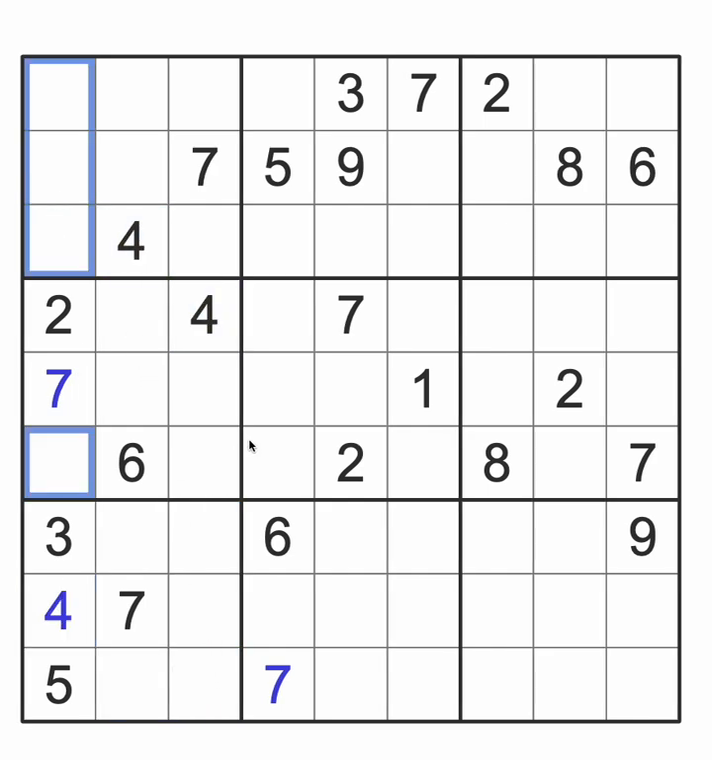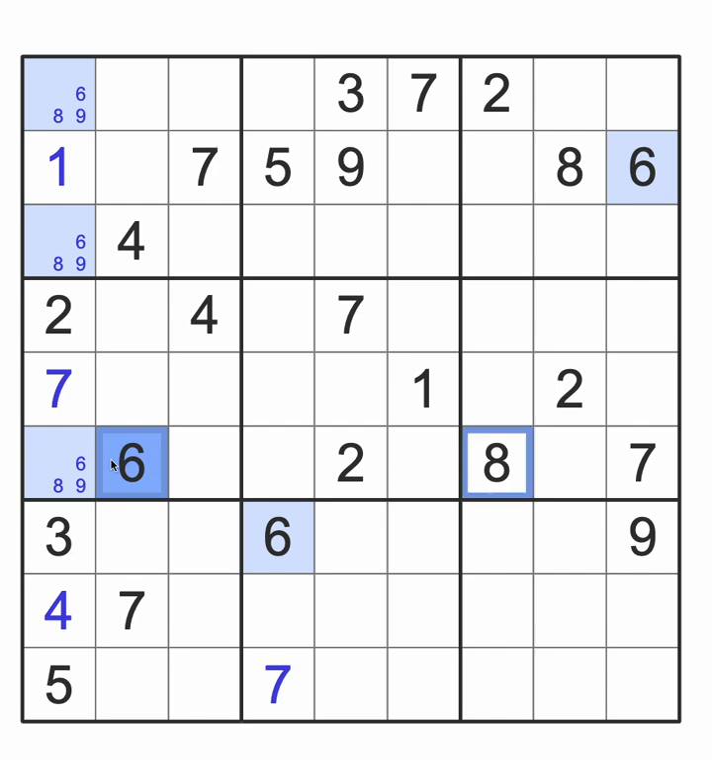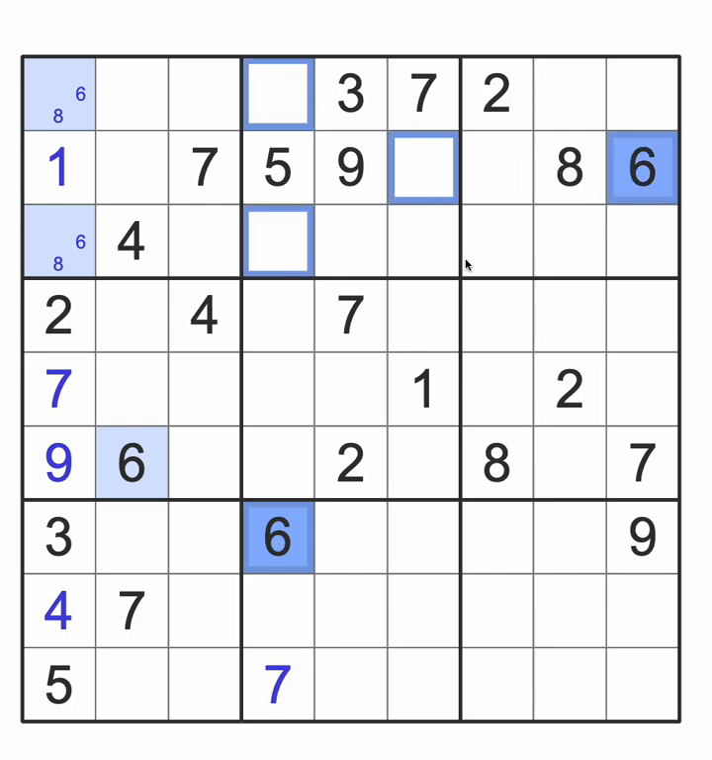Now these cells will be 1, 6, 8, 9, and this cell is already blocked by 6, 8, 9. Makes it 1. And here's 6 and 8, which block this cell, makes it 9. And the 6 here blocks these. This 6 blocks this cell.